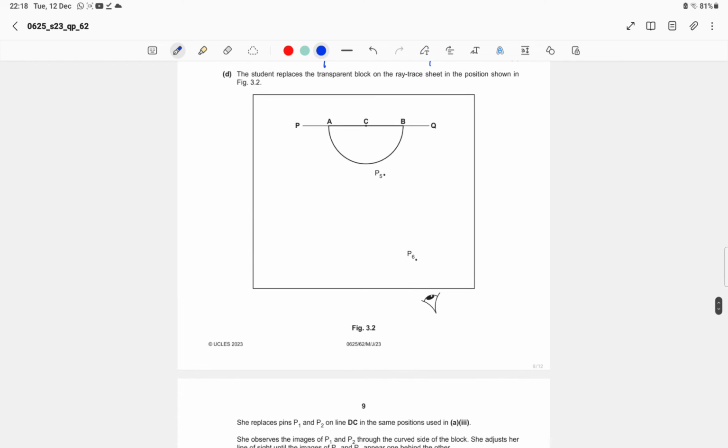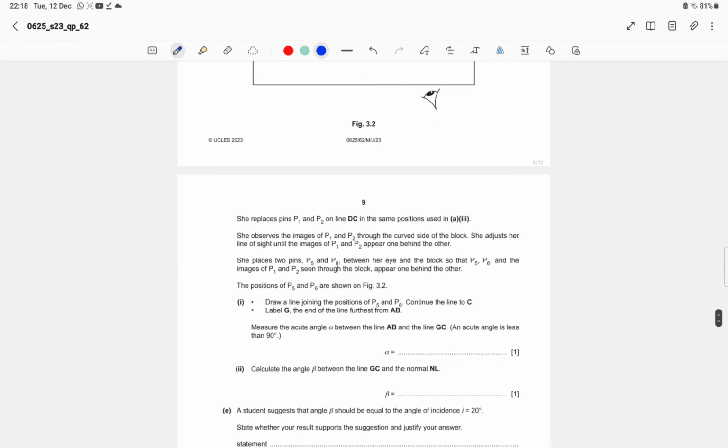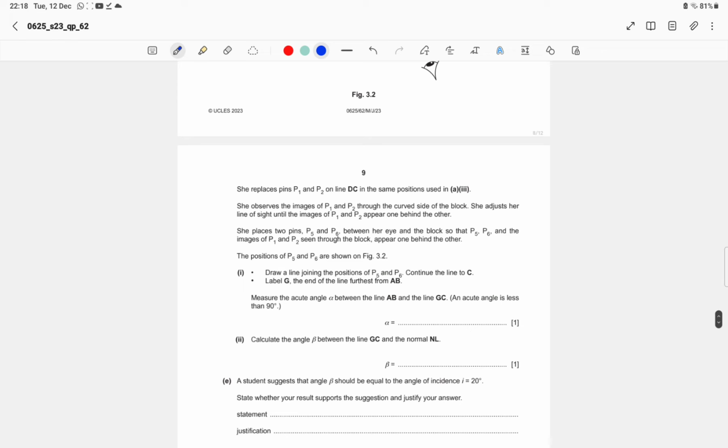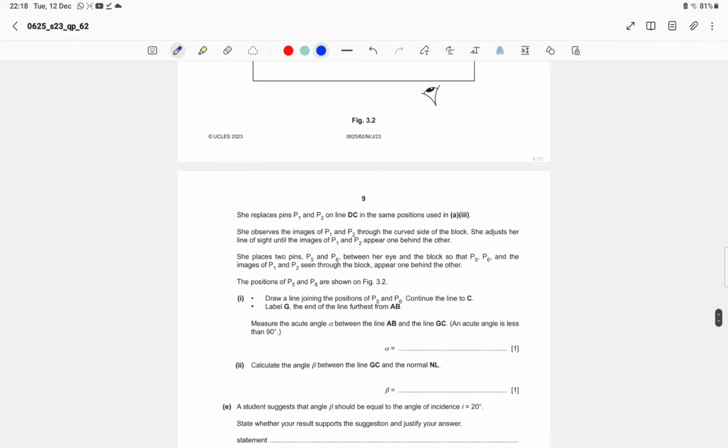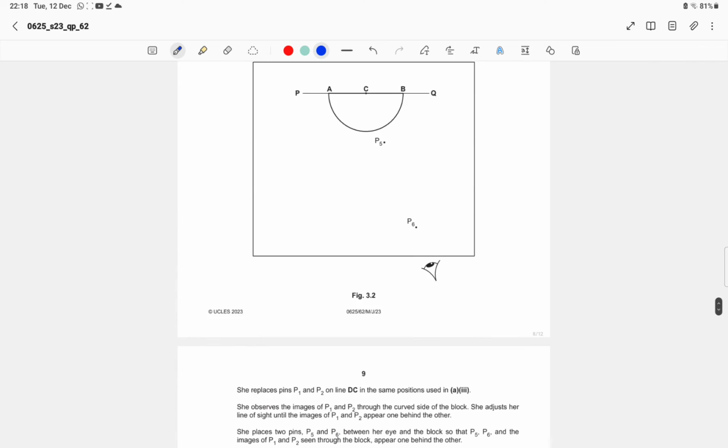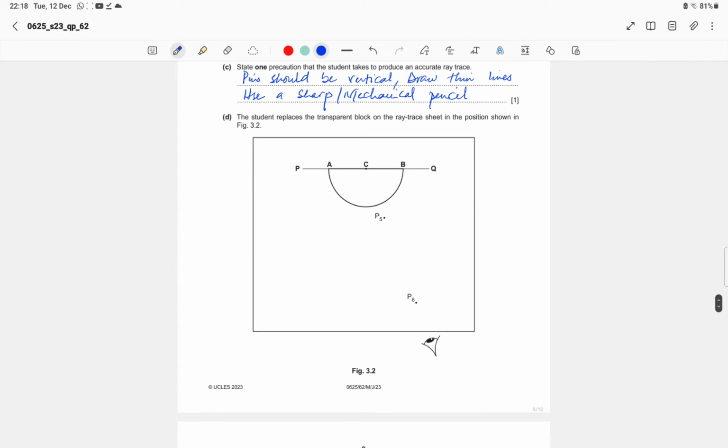Okay, let me check. Yes, P5 and P6 are over there. So draw a line joining the positions P5 and P6. Continue the line to C. Label G the end of the line furthest from AB, and then you have to measure the angle alpha. So basically he is talking about, first, again you have to draw the normal line from the center. Again this is going to be like this. Just a second, I'll draw it again.